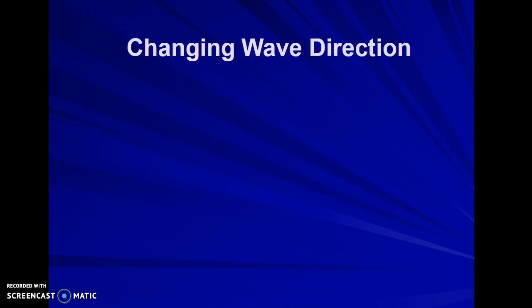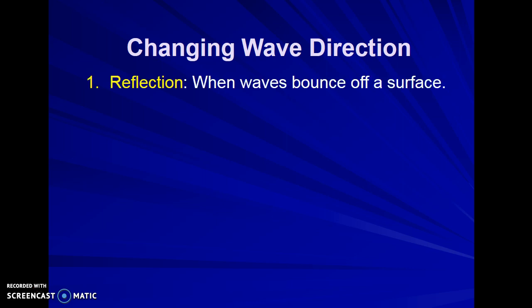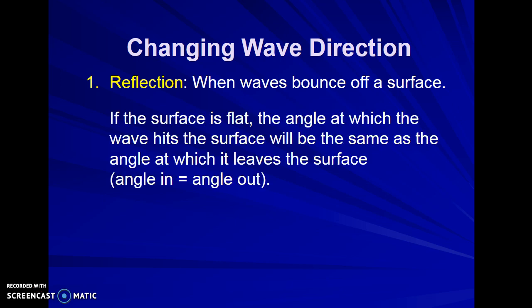So first, one way we can change our wave direction is when we undergo a reflection. This is when the waves actually hit a surface and bounce off. If the surface is flat, then the angle at which the wave hits the surface is the same as the angle at which it leaves, meaning the angle in is the angle out. If we hit the surface at a 90-degree angle, straight on, then we're going to bounce out at a 90-degree angle. This is called the law of reflection.